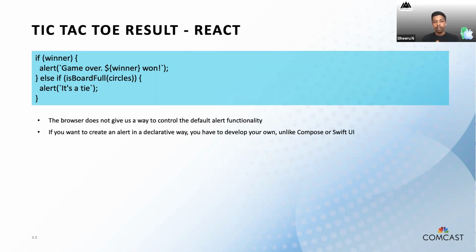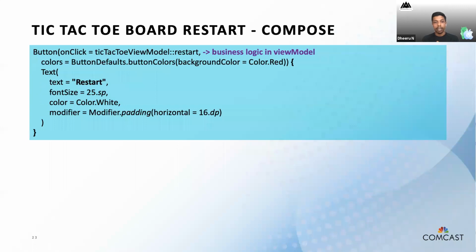Now, we will also talk about the restart button. For showing the restart button, we have used button as our UI element, and to show the text, we have used a text as a UI element, which is right inside the button. So when we tap on the button, we give the complete control over to the view model, and it handles again the core business logic.